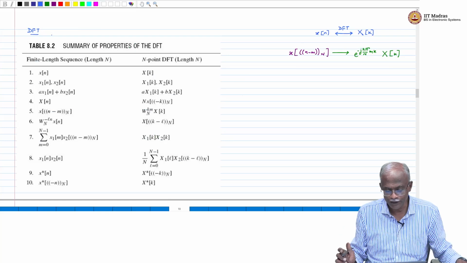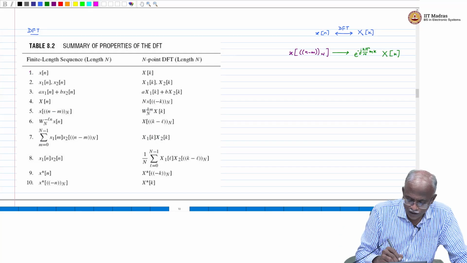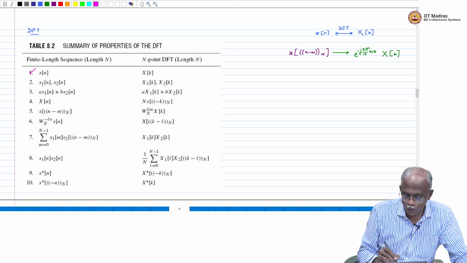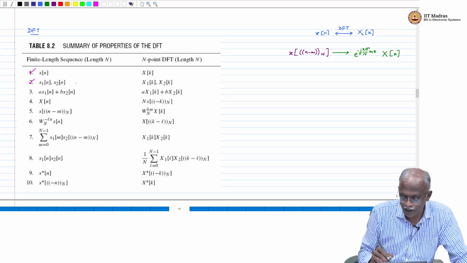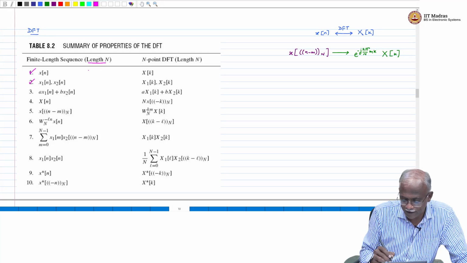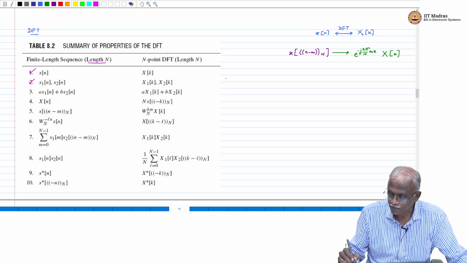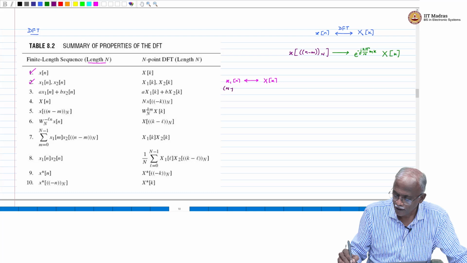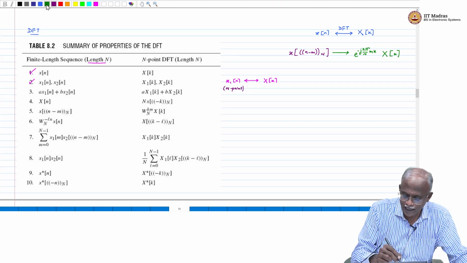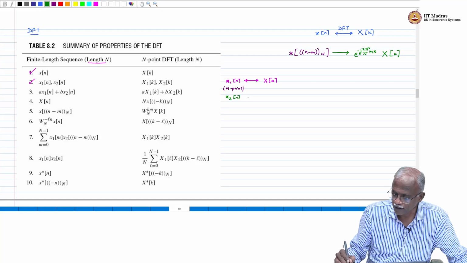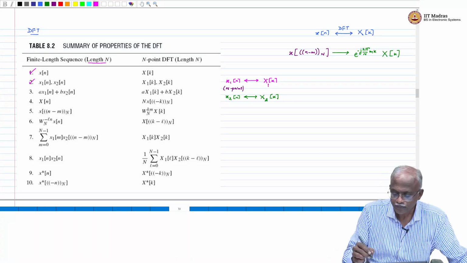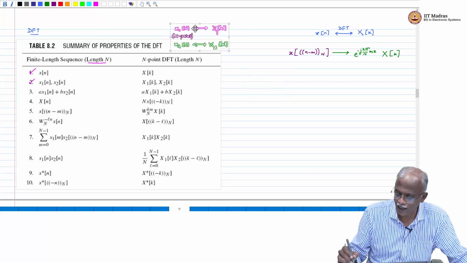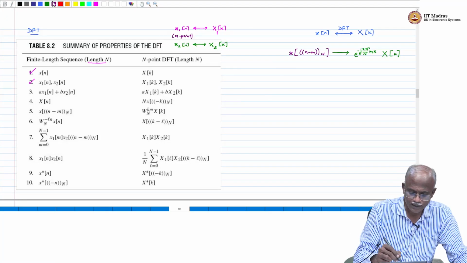Started to look at table 8.2. We said that if x of n has a DFT x of k, x1 of n and x2 of n both have corresponding periodic sequences, and both have to have the same length n. So x1 of n has the DFT coefficients x1 of k. This is an n-point sequence. Similarly, for the same length, x2 of n maps to x2 of k. So these are the conditions under which we are deriving these results.